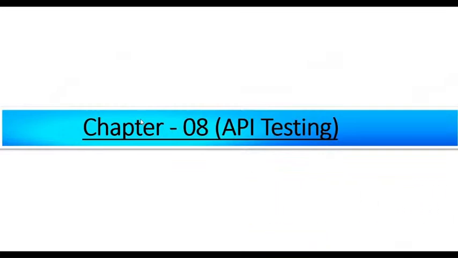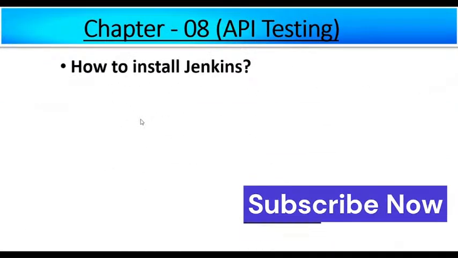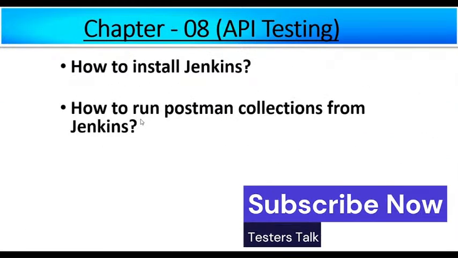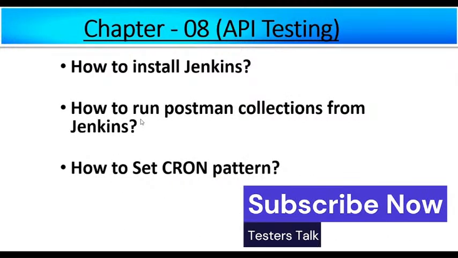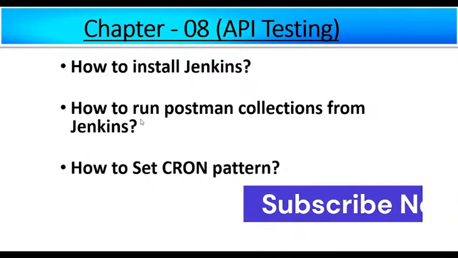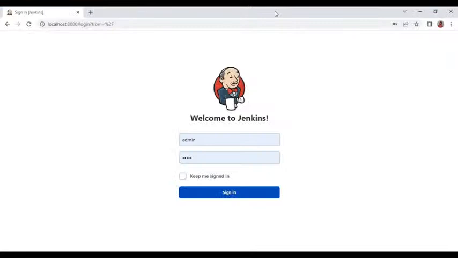In this chapter 8 of API testing tutorial, I will discuss how to install Jenkins, how to run Postman collections from Jenkins. Then we will set the CRON pattern for our Jenkins job. Then finally, I will discuss how to generate the Newman advanced HTML report in Jenkins. Firstly, I will discuss how to install Jenkins.